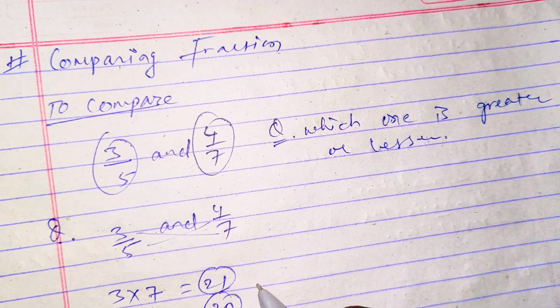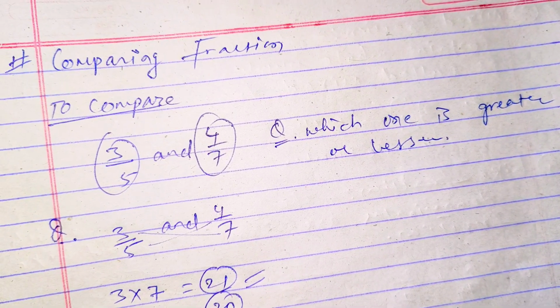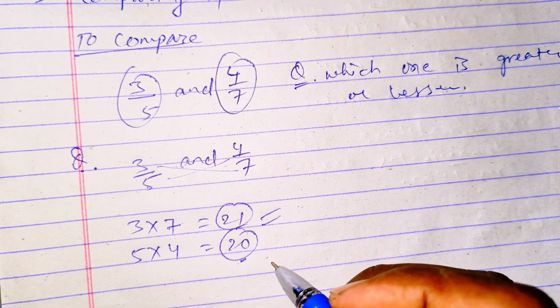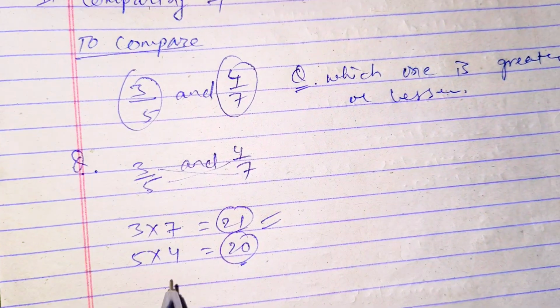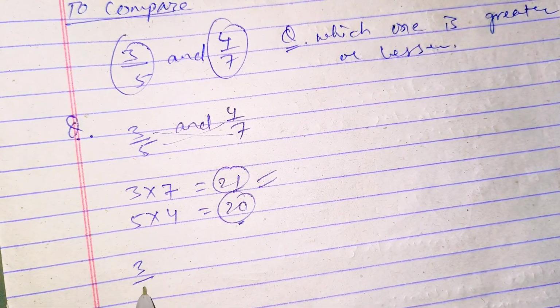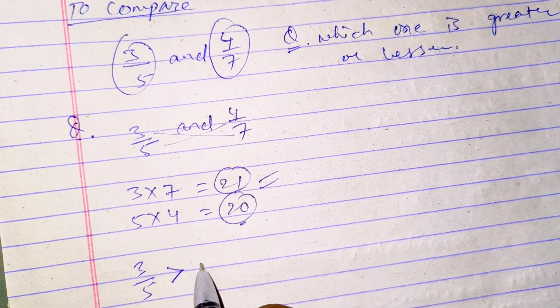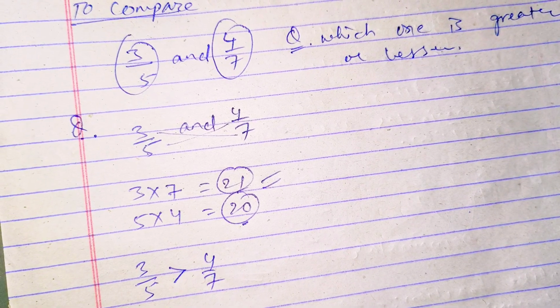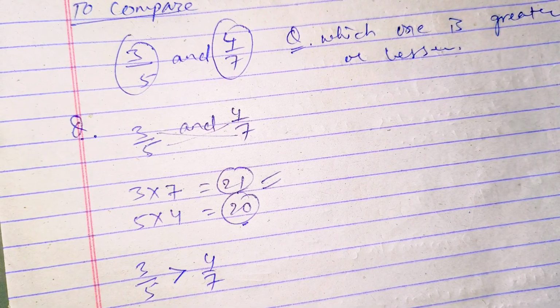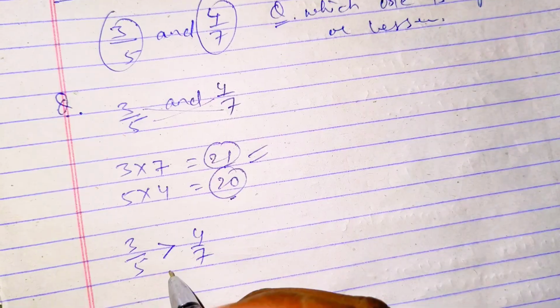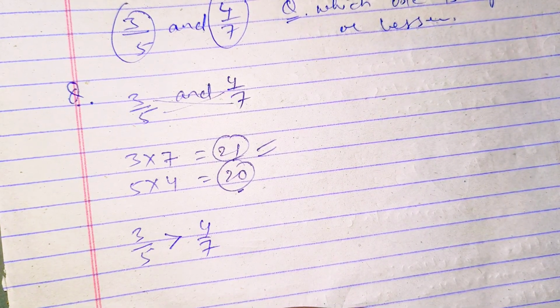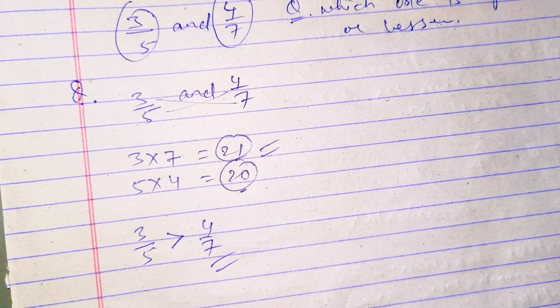Which one is greater? 21 is greater than 20, which means that 3 by 5 is greater than 4 by 7, right? So in this way we can compare fractions, which one is greater and which one is lesser.